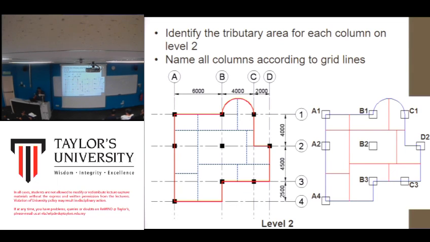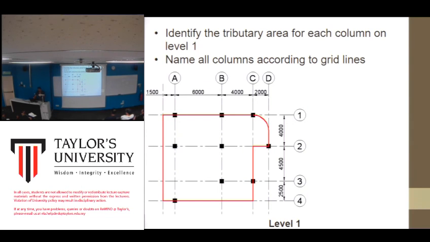Okay, the next one, level 1, same. So you do the same. You look at the columns one by one, then only you draw. Okay, so something like that.